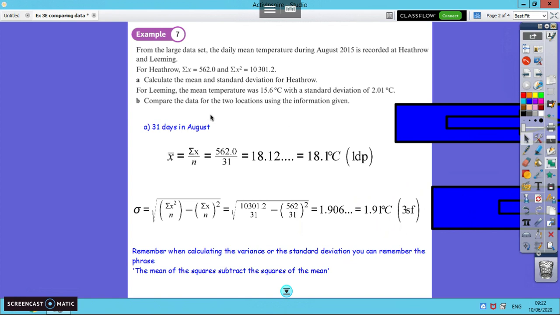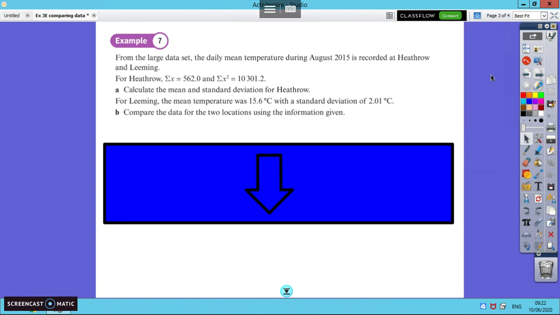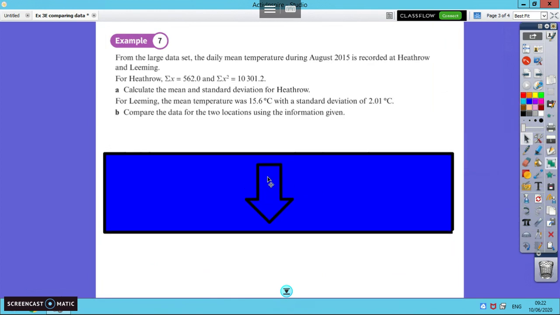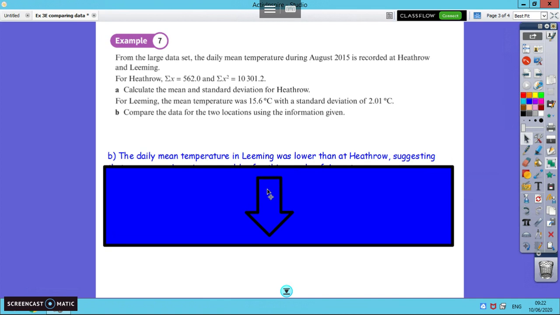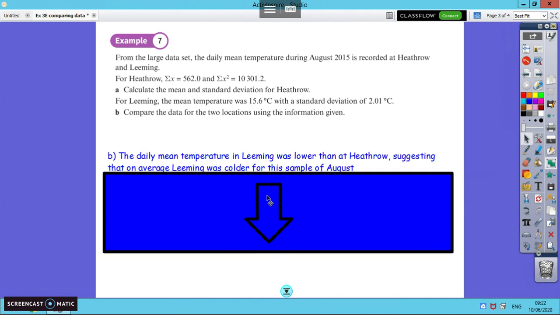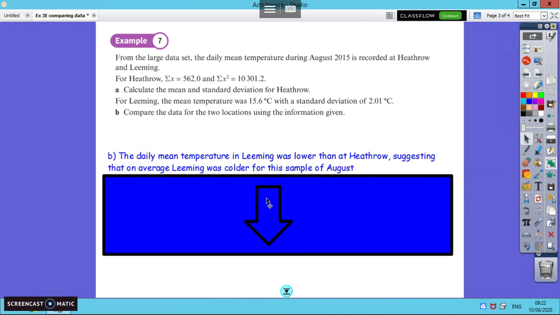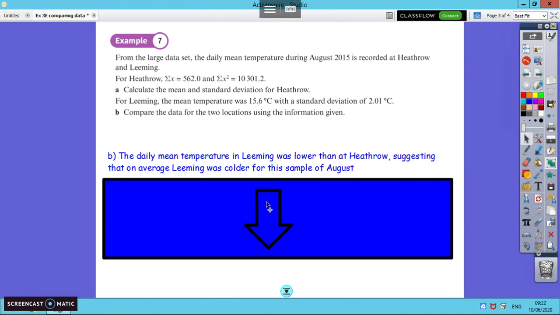Now, part B says compare the data for the two locations using the information given. So we've got the mean temperature was 15.6 degrees Celsius and a standard deviation of 2.01 degrees Celsius. Okay. So comparing those two sets of data, firstly, we're going to talk about the mean. The daily mean temperature in Leeming was lower than at Heathrow, suggesting that on average Leeming was colder for this sample of the month of August. That makes sense, right? The daily mean temperature in Leeming was lower, therefore it's going to be colder. Okay, that's compared the measure of location.